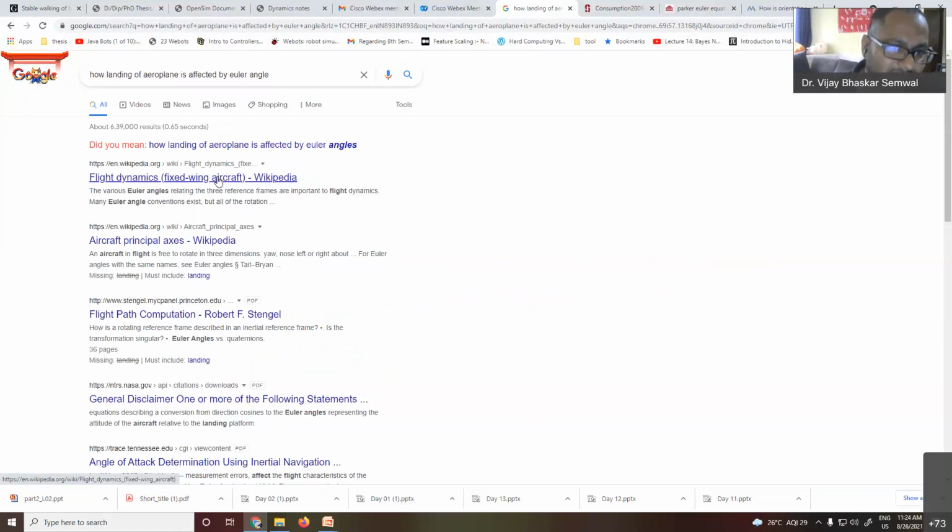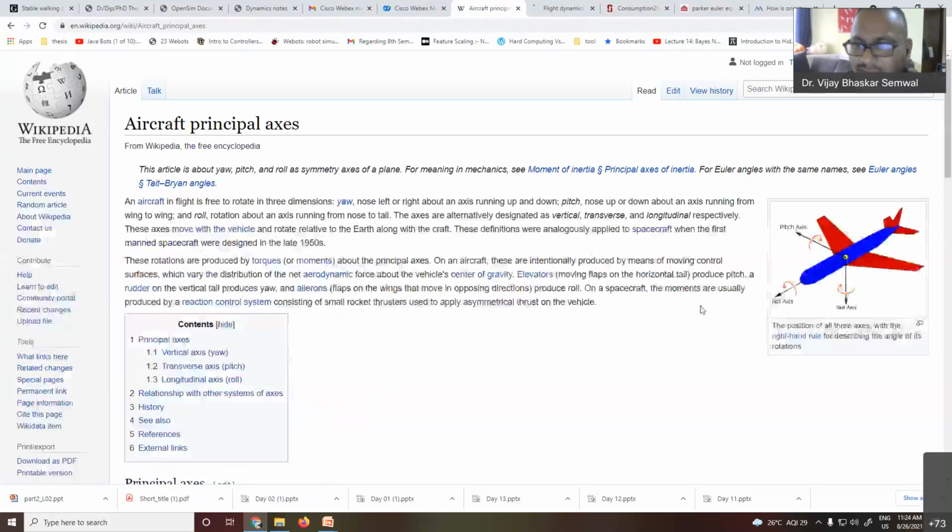Flight dynamics. Okay, that I was telling you, flight dynamics. You can see that flight is here, na? Roll, pitch, and yaw. So roll is when you are moving your hand around the x-axis, and when you are tilting around the y, z axis. So an aircraft in flight is free to rotate in 3 dimensions. Yaw is nose left, right, about the axis, pitch, and yaw. Okay, the axes are alternatively designated as vertical, transverse and longitudinal.